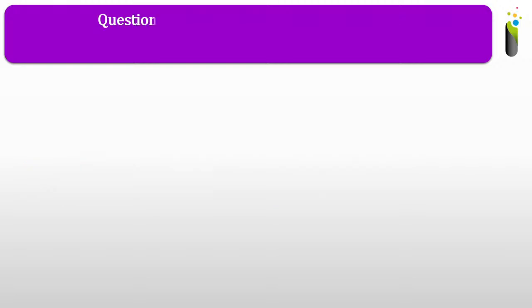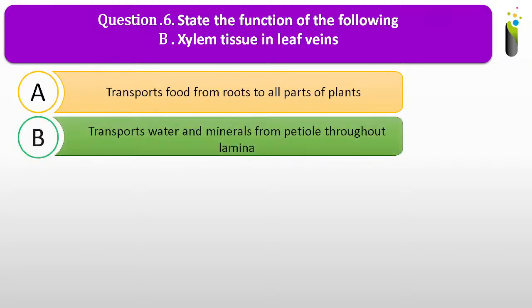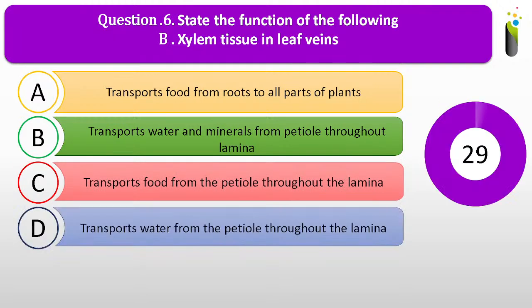Going ahead, state the function of B. Xylem tissue in the leaf veins. A, transports food from roots to all parts of the plants. B, transports water and minerals from petiole throughout the lamina. C, transports food from the petiole throughout the lamina. D, transports water from the petiole throughout the lamina. So state the function done by the xylem.